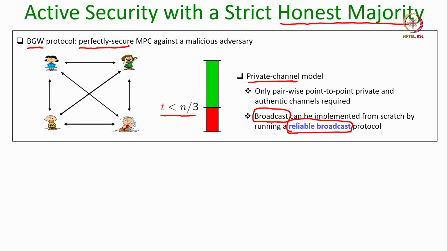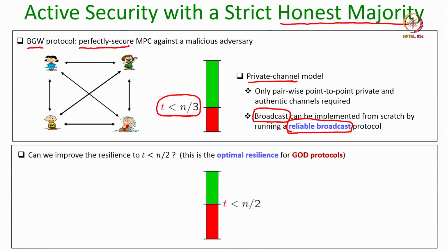So, if you want perfect security, the maximum number of errors which you can tolerate is upper bounded by n over 3. A natural question is, can we improve the resilience further? Can we tolerate more faults? If you want to achieve perfect security, that is not possible. That means you have to degrade the security level of your protocols. So, what if I want to tolerate up to n over 2 corruptions?